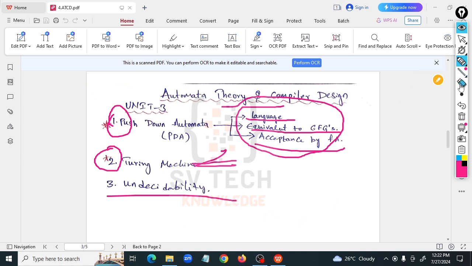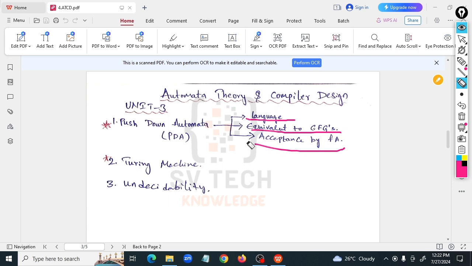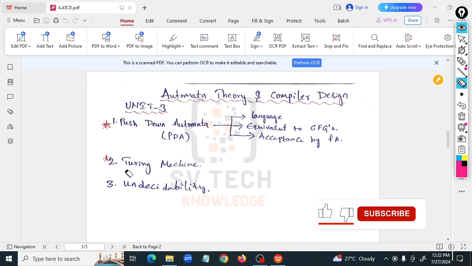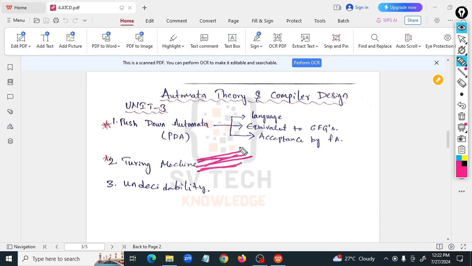So in the third unit, the two questions you must read are very important: pushdown automata and Turing machine. If you have time, read undecidability, but don't miss Turing machine, a very important question. Turing machine has more subtopics, don't miss them either. And read the subtopics in pushdown automata clearly. Third unit, very important question. This is about the three units of finite automata.